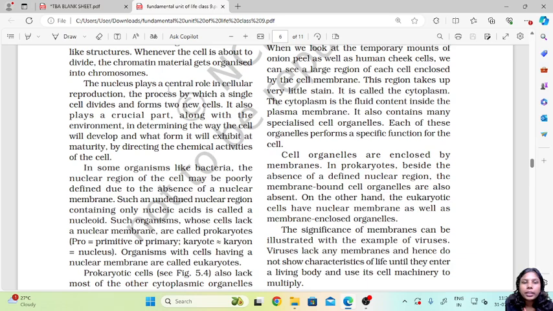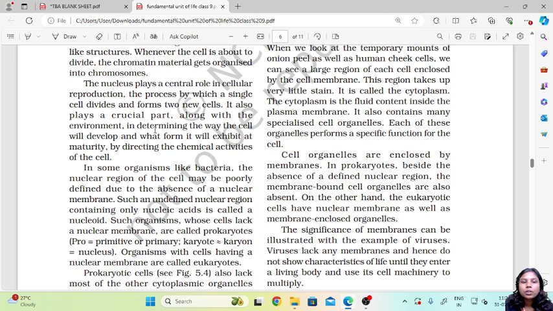The nucleus plays a central role in cellular reproduction, the process by which a single cell divides and forms two cells. So the nucleus has a major role in cellular reproduction. Now what is cellular reproduction? It is the process by which one single cell divides and forms two new cells.